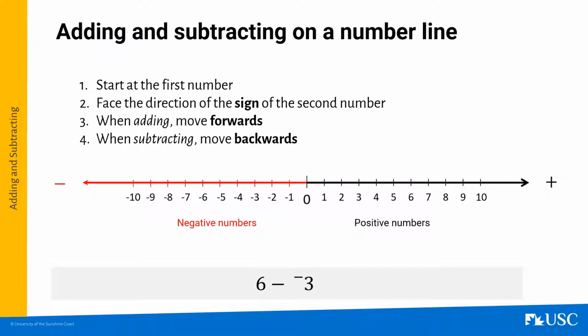Let's try 6 take away negative 3. We'll start off at 6. We need to face the negative direction for negative 3. We're subtracting, so we'll move backwards 3 places, and that puts us at 9.